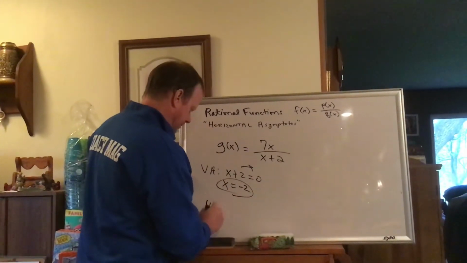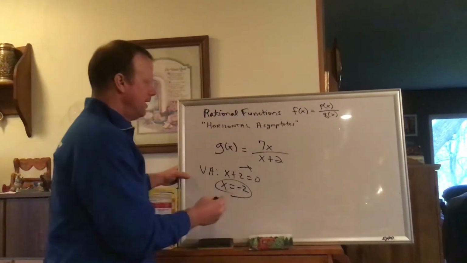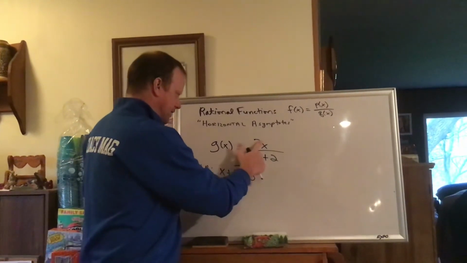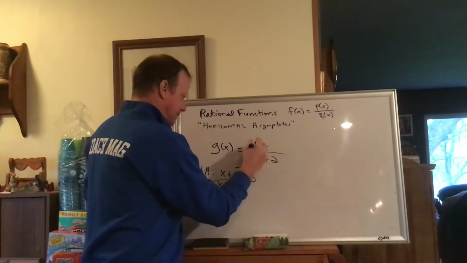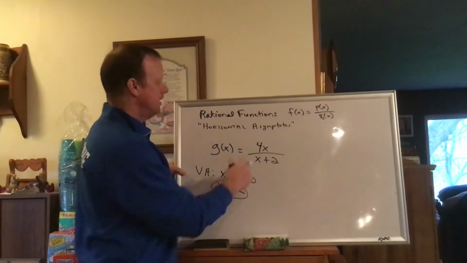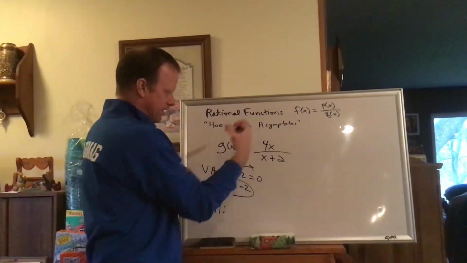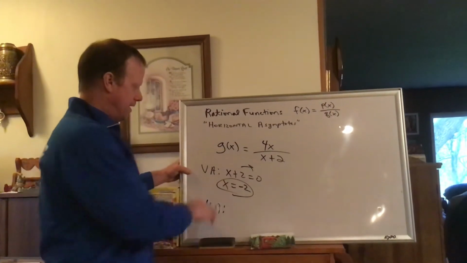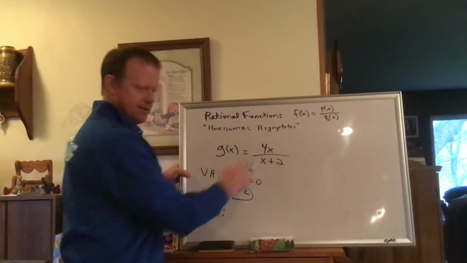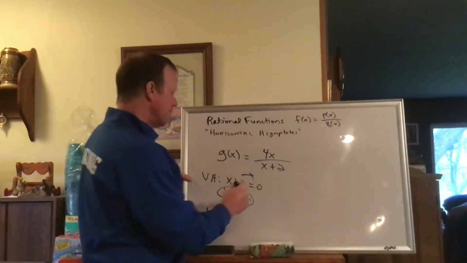Horizontal asymptote in this situation: I'm going to change this instead of 7x to 4x. So we have 4x over x plus 2. Even though I changed that numerator, it's not going to do anything to my vertical asymptote, because I didn't change anything down in the denominator.